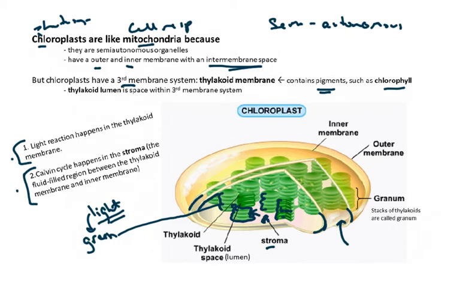So that's why they appear green. The light reactions happen on this thylakoid membrane. That's why these are pigmented membranes, because they contain pigment molecules. And we'll see more about that in the next video.